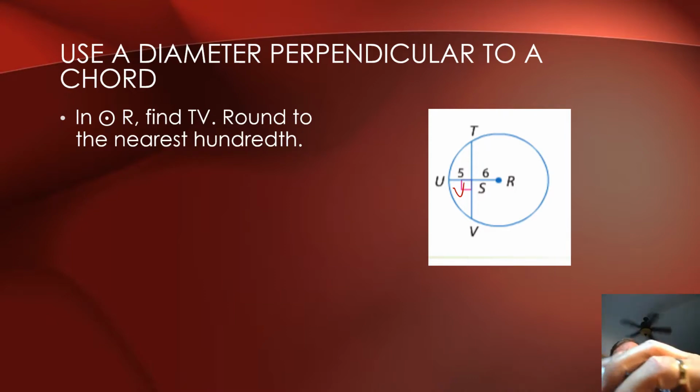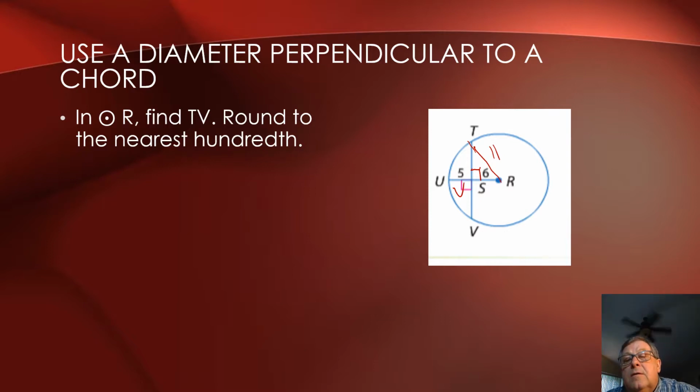Now, if this is a right angle, and I'm choosing this one, and if I extend a segment from the center of the circle R to this endpoint T, not a very good drawing, but there you go, that's a radius. In a circle, all the radii are equal, so that radius is going to be 11. I've got a right triangle here, and I know one leg is 6. I need to find this leg, TS.